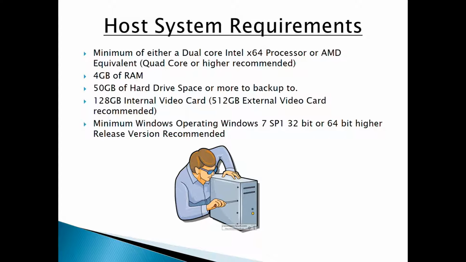RAM-wise, you could probably get away with 2. I put 4. As far as the hard drive space, honestly, folks, you're going to want at least 50 gigs. And I'll tell you why. Because when you back up your pristine operating system after you get done building it, it's not going to be 20 or 30 gigs. It's going to be at least 50, if not more.